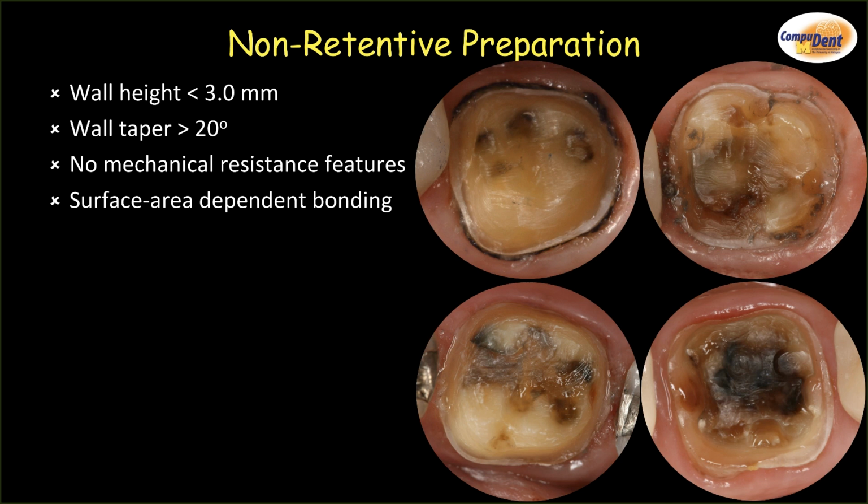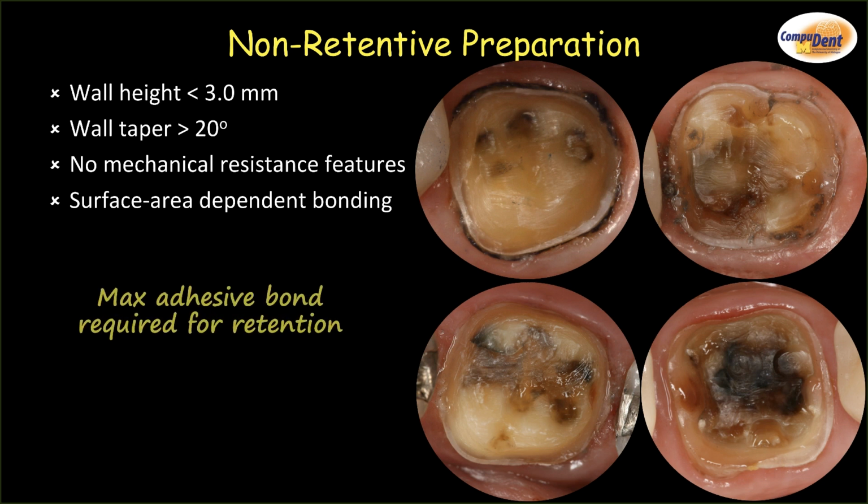If your wall taper is over 20 degrees, it's probably not going to be all that retentive. It's not going to compensate for, let's say you're at 2.5 millimeters and you think, oh, if I really do this parallel, I should be okay. Remember, that's one of the hardest things for us to get right, is the taper. And if you add no mechanical resistance feature, you're left with surface area dependent bonding to be your retention.